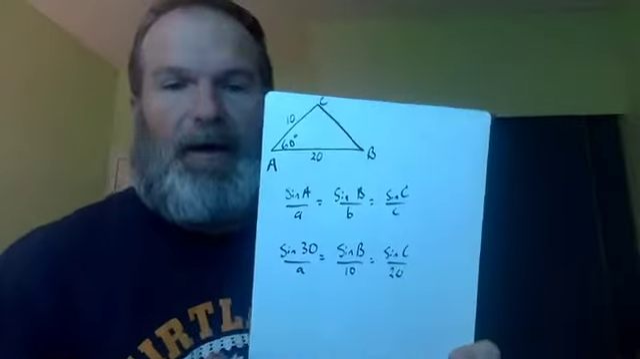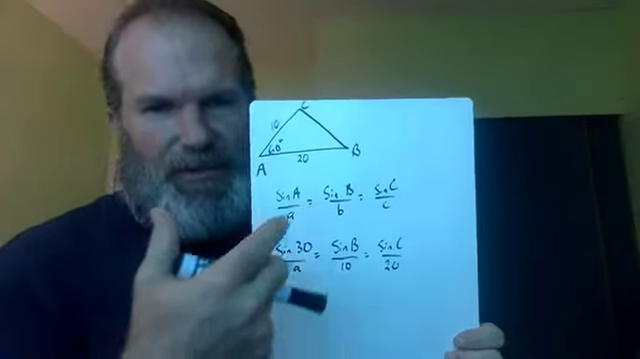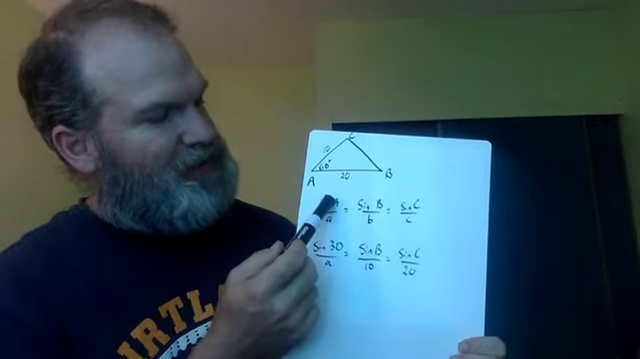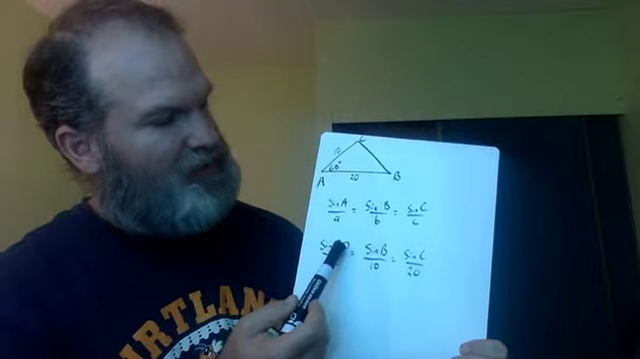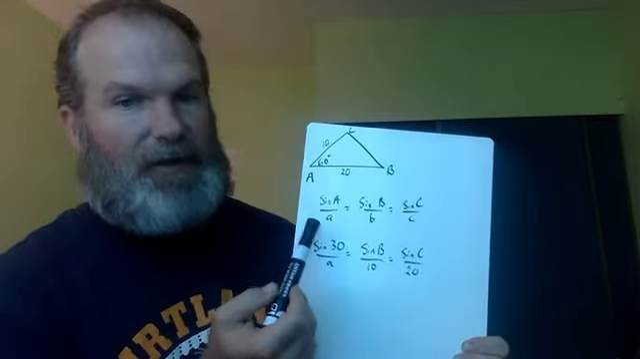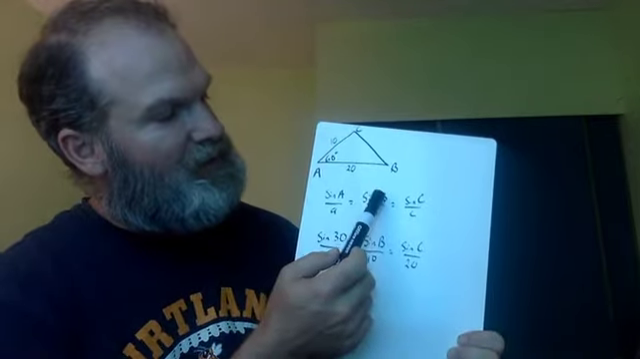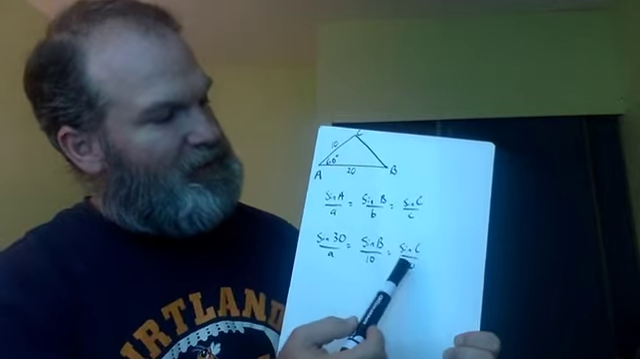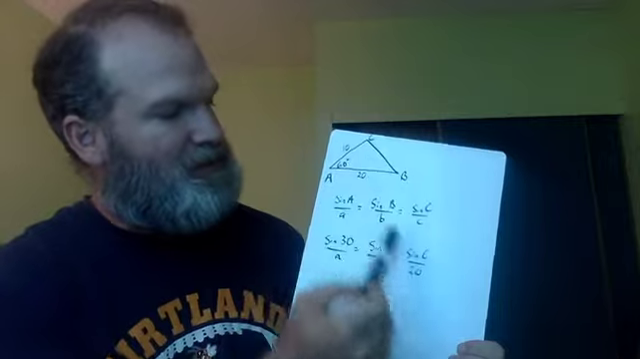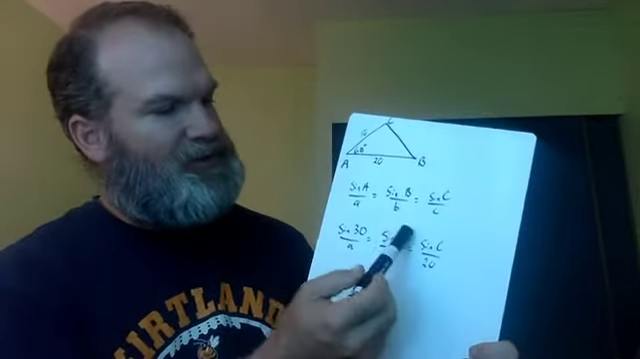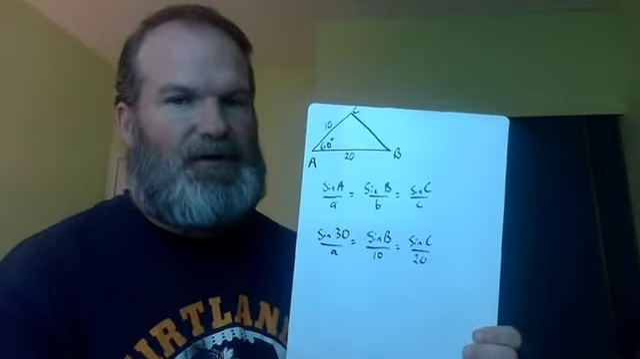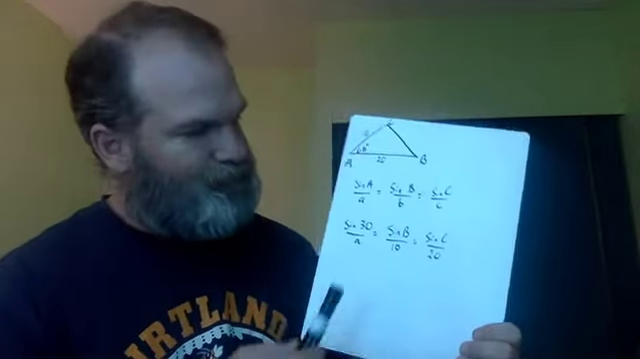Doesn't matter which two of the three you pick here. There's only one number that you can put in the fraction sine of A over a, and that's the 30 degrees. That's your angle A. There's only one number you can put in sine of B over b, and that's side b, 10. And there's only one number in the last fraction, and that's side c, which is 20. So no matter which two of these fractions you use to try and solve, you're going to have two unknowns in each of those fractions.